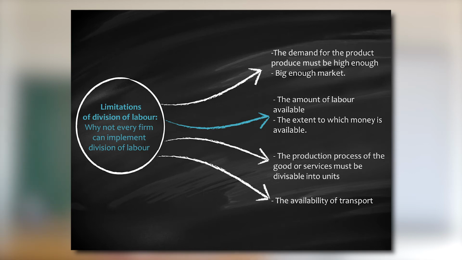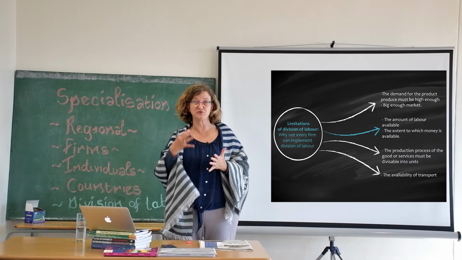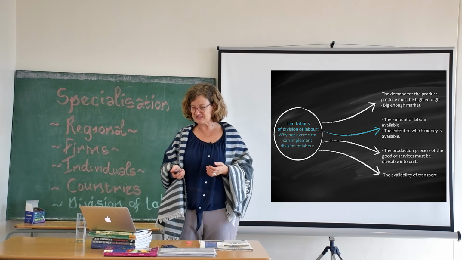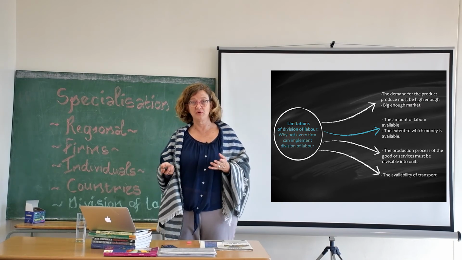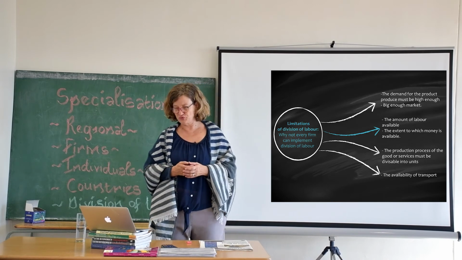Also, to implement division of labor in a production line, remember you need lots of capital to do so, because perhaps you need to buy an extra machine to do that. The last point is that transport must be available to get all these products that you produce to your clients. You can't produce all these products if you don't know how you will get them to your clients.